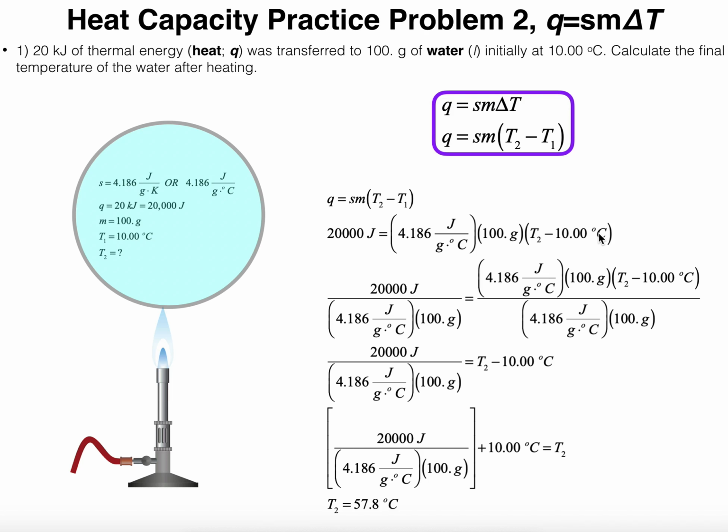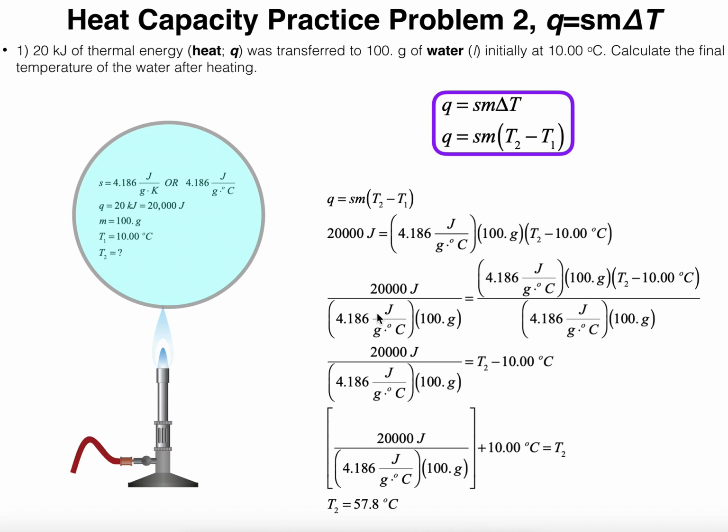All right, now, what I'm trying to do ultimately is solve for T2, okay? T2 is part of this term right here, so I need to get rid of everything else on the right side. So what I'm going to do is divide both sides by the S and by the M. Okay, so here I've done that. I'm going to divide both sides by 4.186 joules per gram per degree Celsius and by 100 grams. So I've done that over here on the right side.